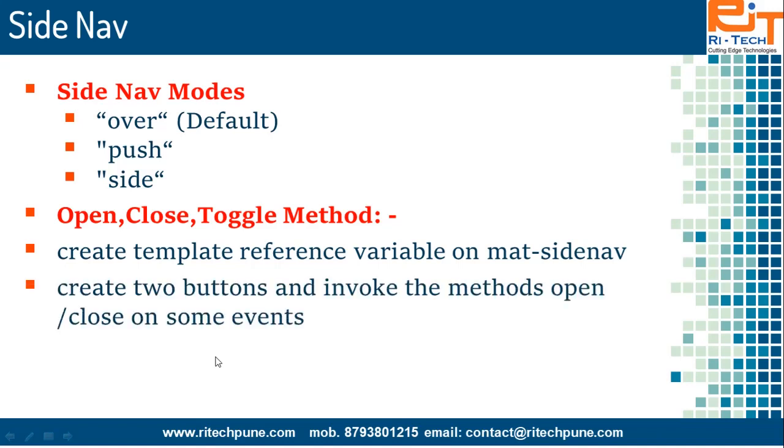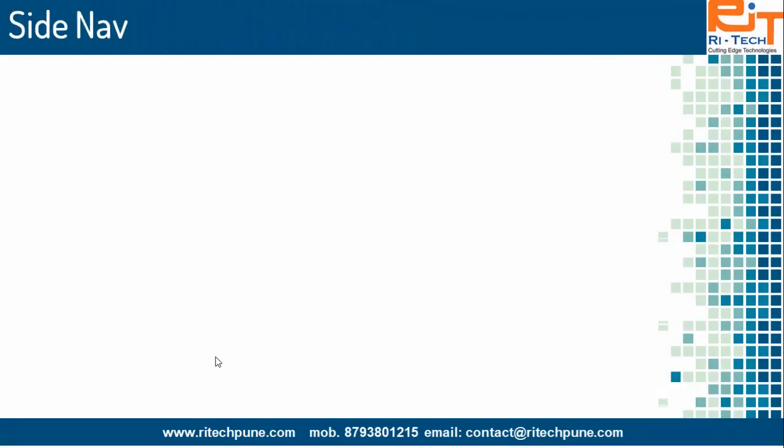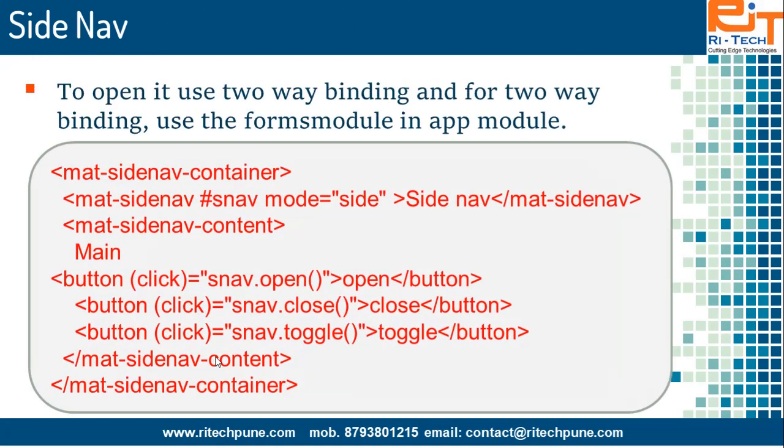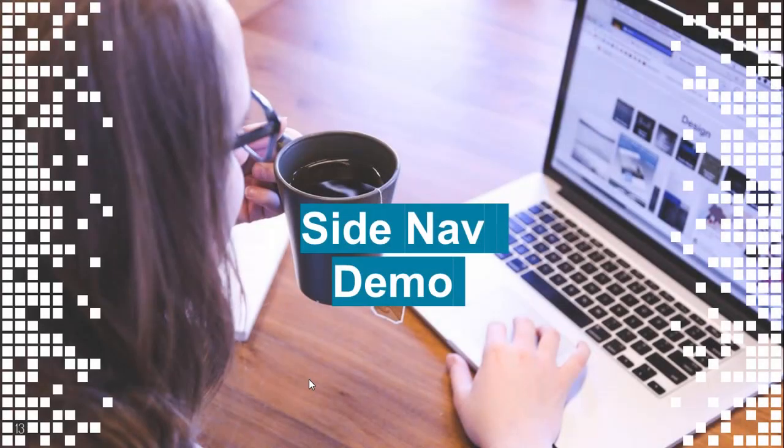Now to access anything about the side nav, we will create a reference variable on the side nav. Then we can create buttons and invoke those methods on the click of those buttons. So here we have mat-sidenav-container, and here we are creating a reference variable on the side nav, and we have created three buttons, and using this reference variable we are calling the methods open, close, and toggle. Fine. Now when you click on the first button, it will open this, the second button will close this, and the third button will toggle this.